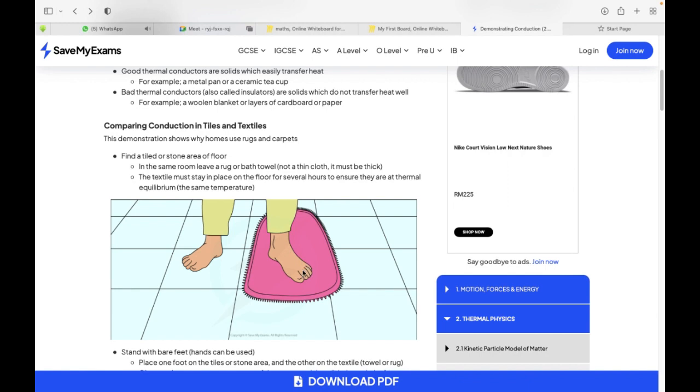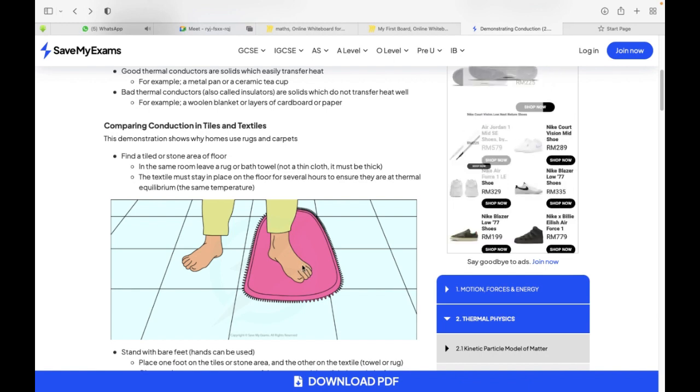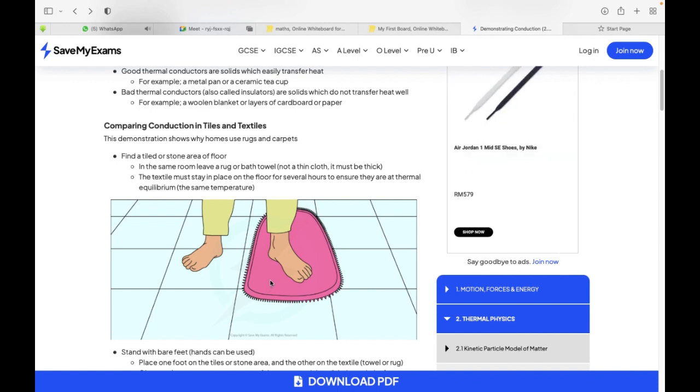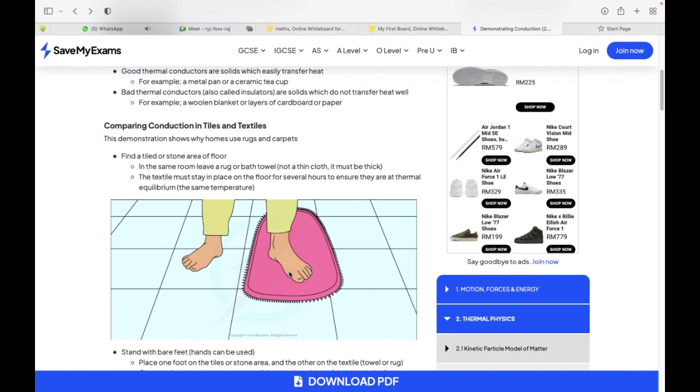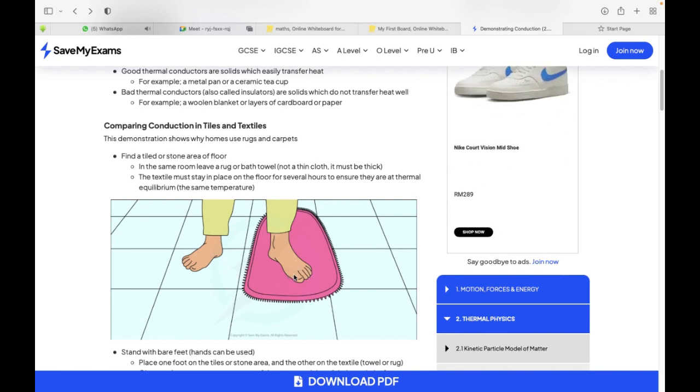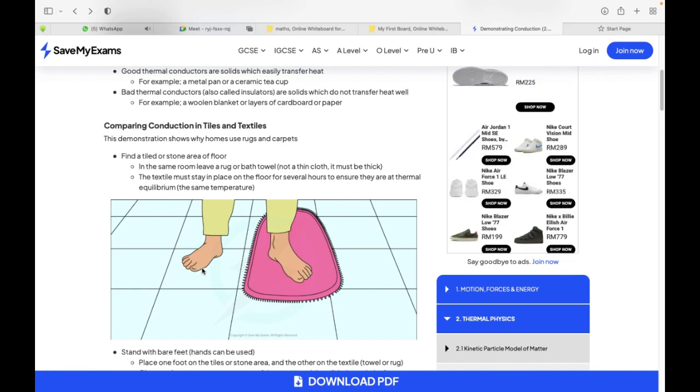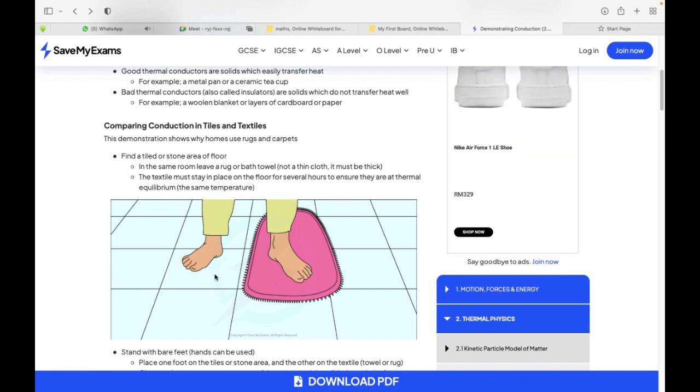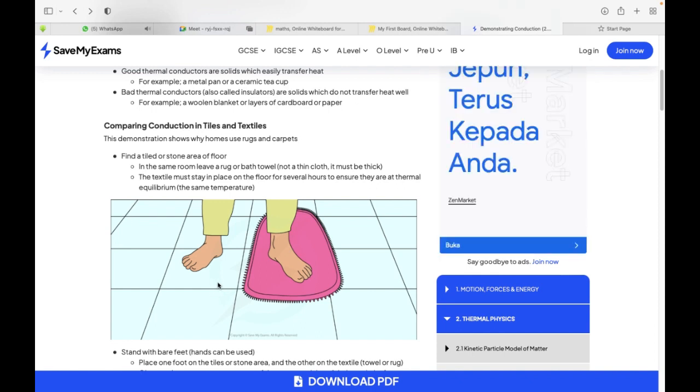So sometimes we use carpet, even when we have tiles, to make sure that the house is not too hot. In hot countries, it's better to use rugs and carpet. In cold countries, it's better to use tiles, because tiles conduct heat. Okay, so now let's take a look at what happens.